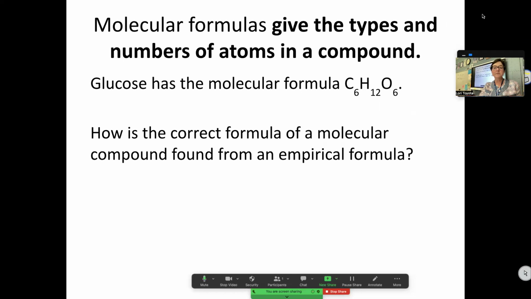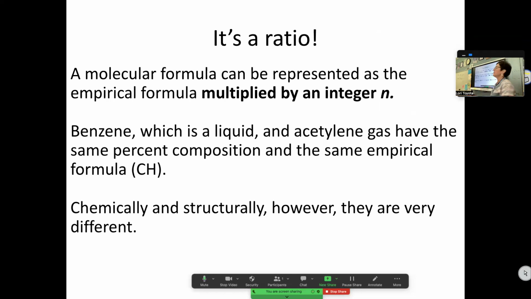For the people that are absent. All right. So it is a ratio. If we can scale up or down, we just need to know what that factor is.